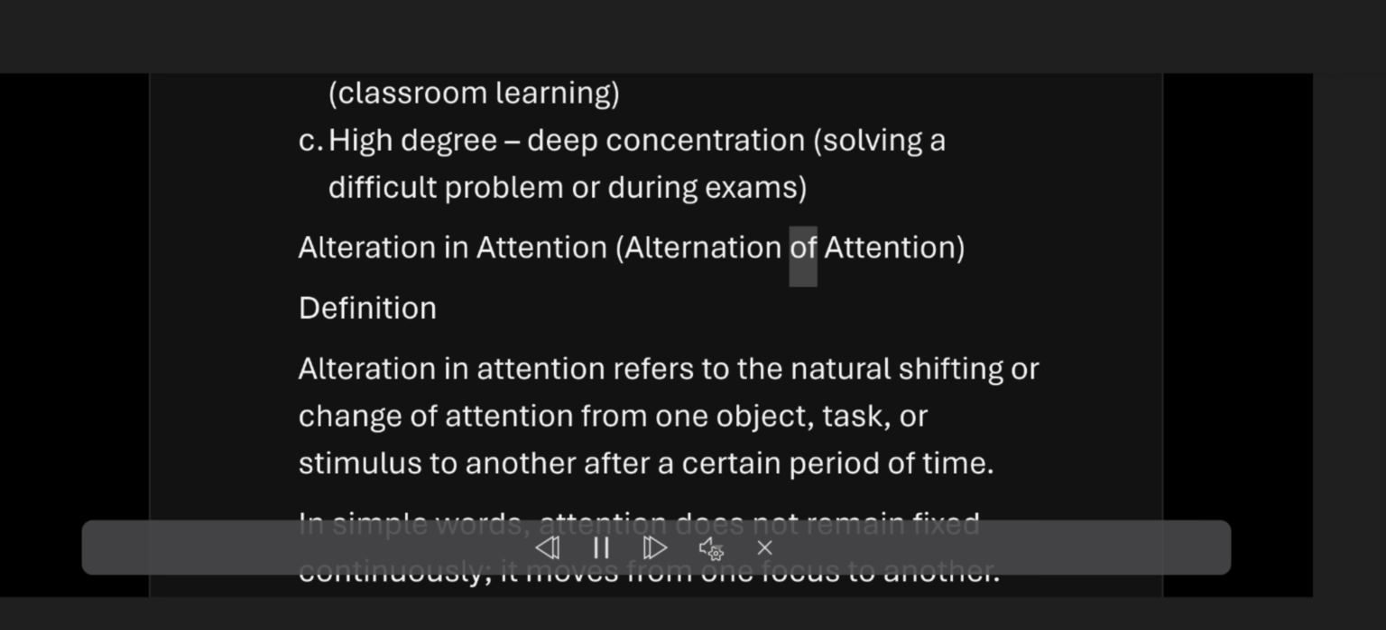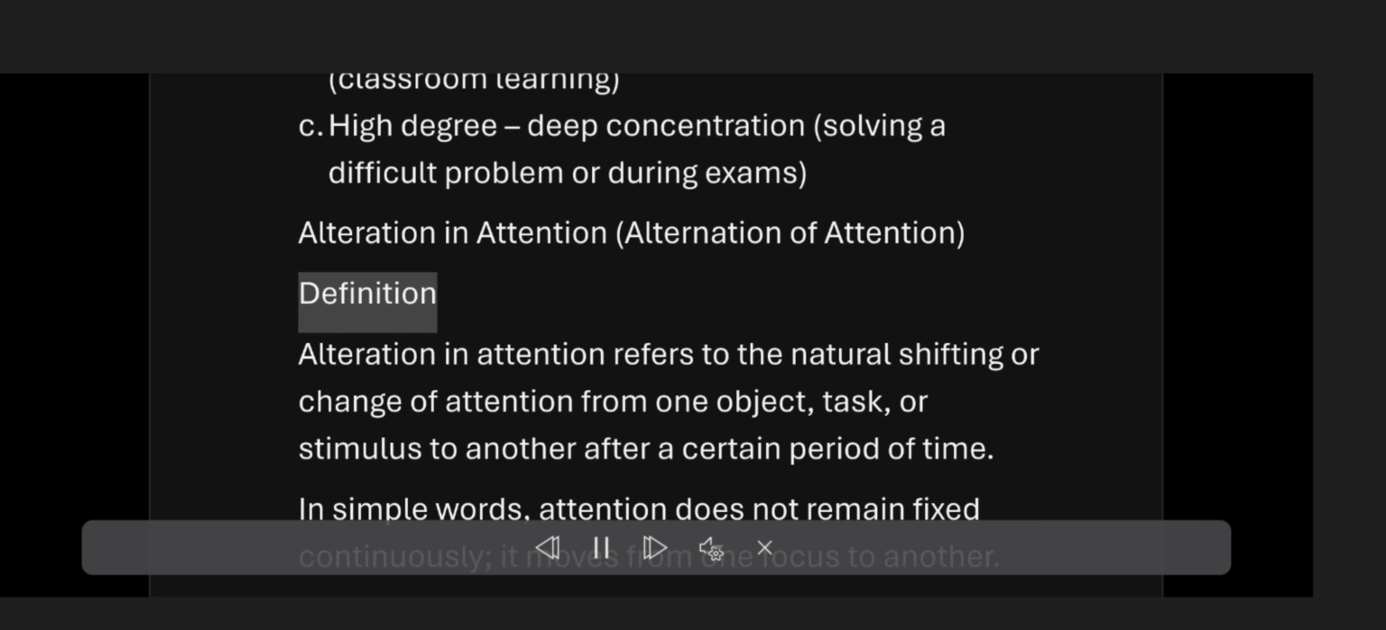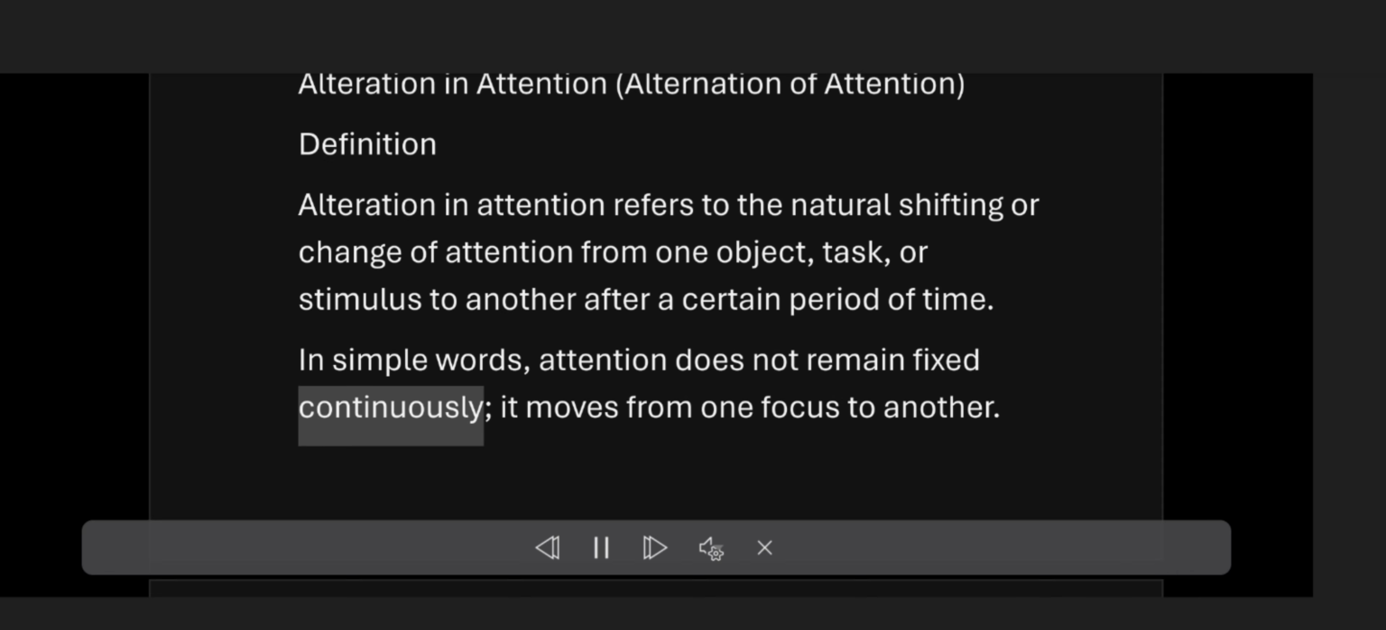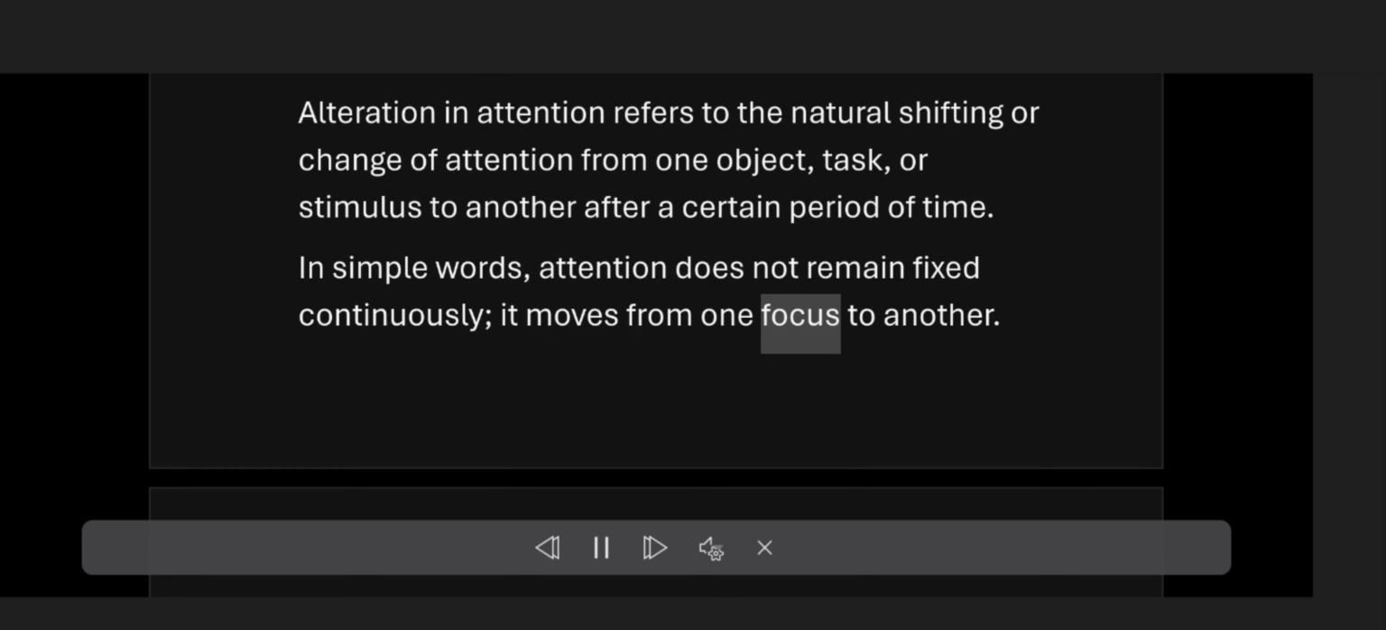Alteration in attention, alternation of attention. Definition. Alteration in attention refers to the natural shifting or change of attention from one object, task, or stimulus to another after a certain period of time. In simple words, attention does not remain fixed continuously, it moves from one focus to another.